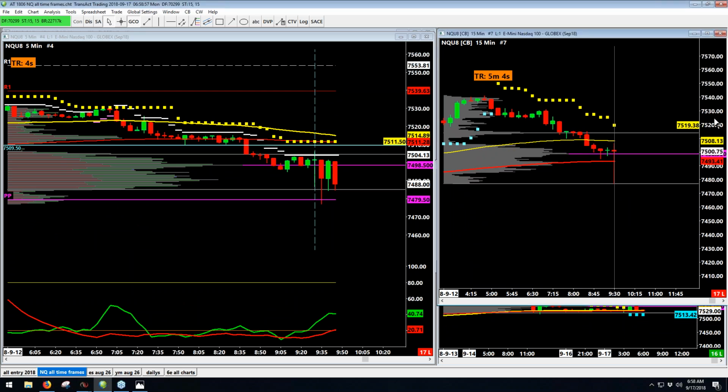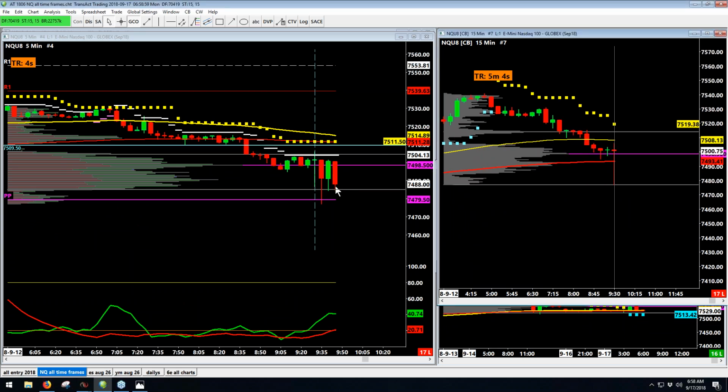Okay, so now we're looking at Wednesday the 12th. So here's a 5-minute chart, here's a 15-minute chart, and you can see on this 5-minute chart we actually get two bottoming tails. This one's a little hard to see because it's off the open, but it's right there, right where that dashed line is, which is showing me where the open is.